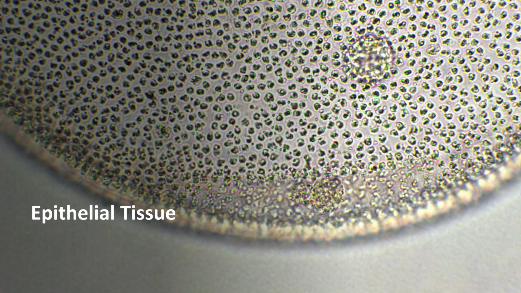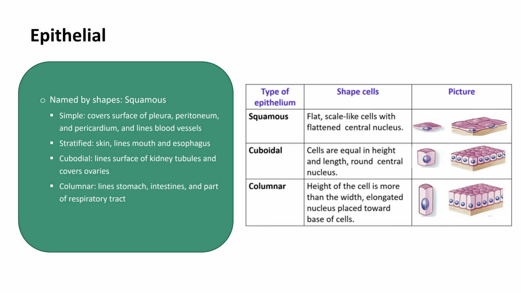Let's get into some epithelial tissue. This is a graphic that's going to show you them named by shapes, which is what they typically use to name these. You're going to have your squamous cells. You have your simple squamous. This is going to cover surfaces of pleura, peritoneum, and pericardium. It's going to be within the heart, and it also is going to line your blood vessels. Your stratified squamous is going to be your skin, and lines the mouth and the esophagus.